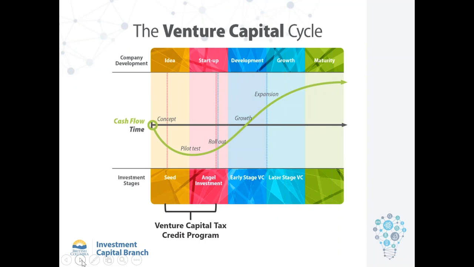The province's tax credit program is aimed at the very early stage. We are aimed at providing a tax credit to help offset the risk of investing in what is otherwise a very risky proposition. So the tax credit program is aimed at the seed stage and the early investment stage.